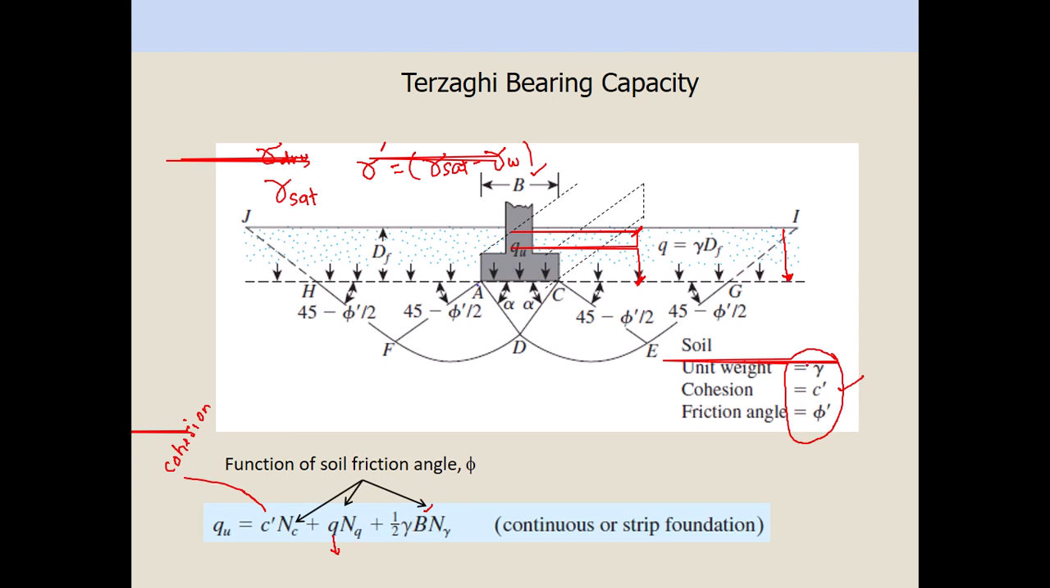For gamma, you have to use either gamma prime, gamma saturated, or gamma dry, but here you have to use gamma prime, the effective unit weight. What are Nc, Nq, and N gamma? Nc, Nq, and N gamma are the bearing capacity factors. So what is the bearing capacity factor?